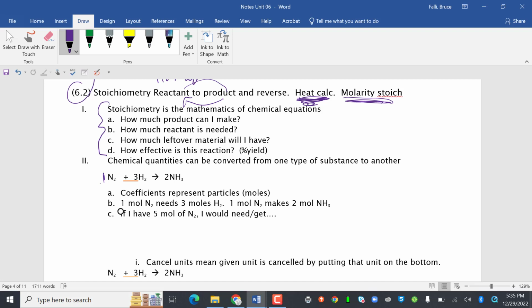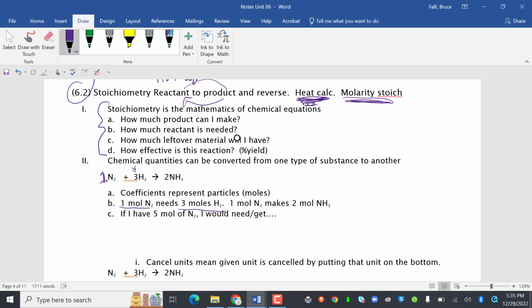So looking right here, I'm going to emphasize the one. 1 mole of nitrogen needs 3 moles of hydrogen. And 1 mole of nitrogen makes 2 moles of NH3. So you can see that relationship is based on the coefficient, right? So those coefficients tell us everything we have.